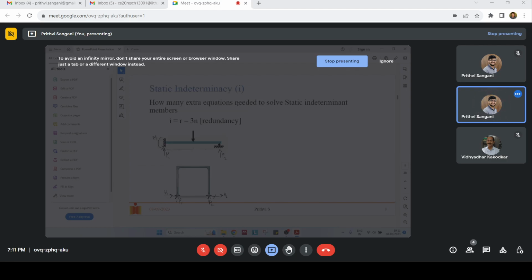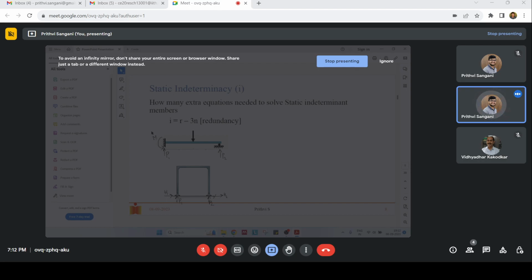In static indeterminacy, if you look at the first question, it is called a propped cantilever. We have a fixed support at the left and a roller support at the right, and we have a point load acting at the mid span. So we have three equations, but we have more unknowns here.